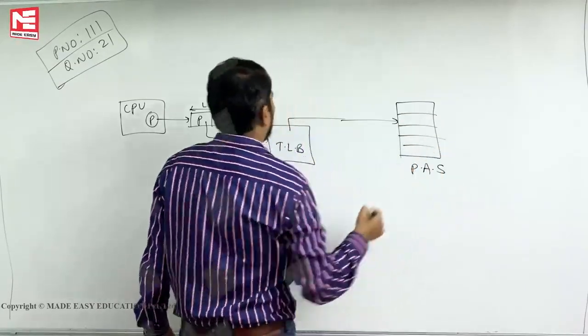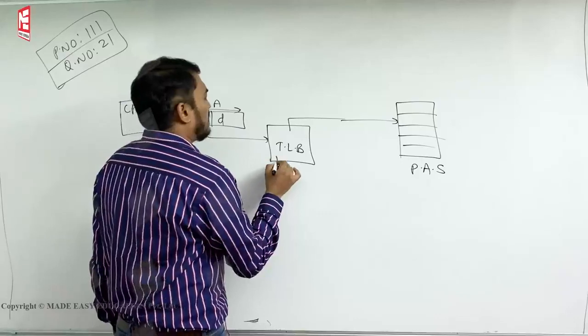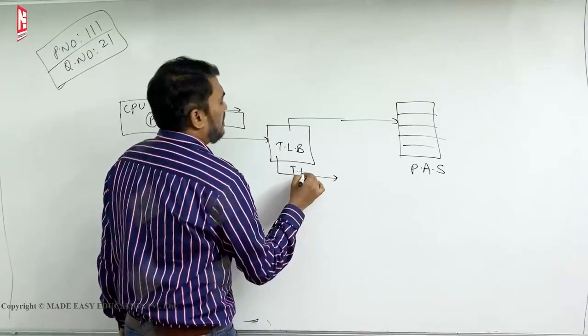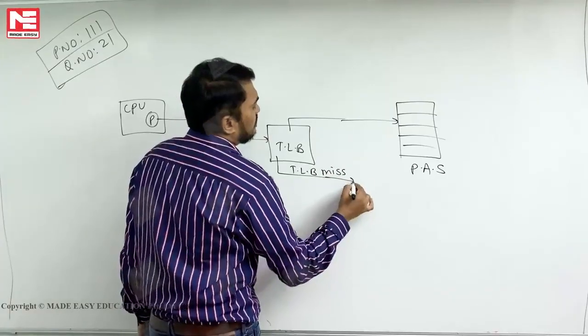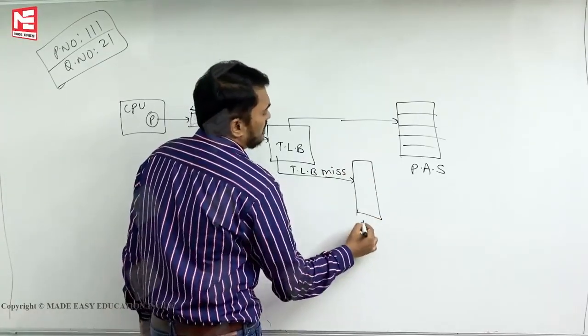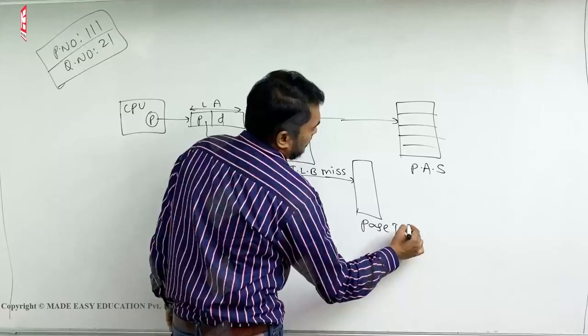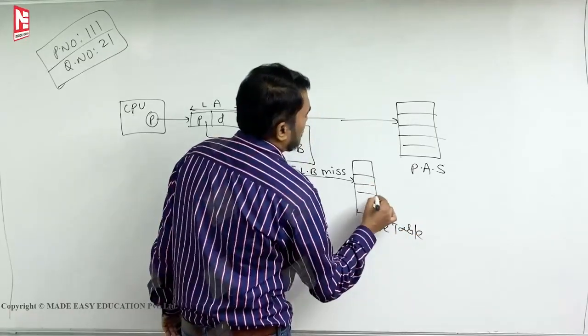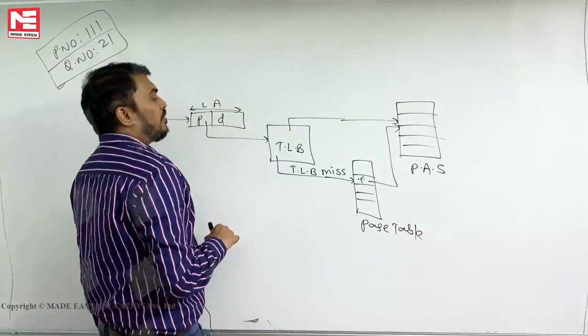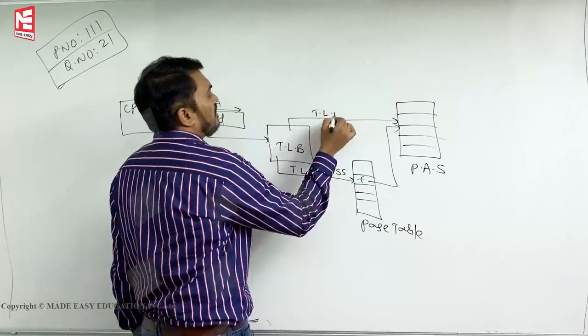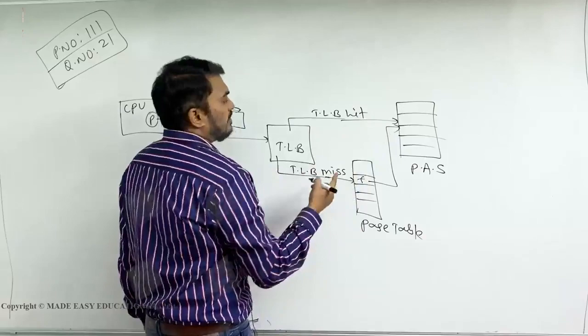The PAS, the main memory. And next, if it is a miss in the TLB, now tell me, what happens? Then we go through what? The page table. So you will have a page table here. From the page table you get the frame number and then you make the physical address. So this is the TLB hit case and this will be the TLB miss.